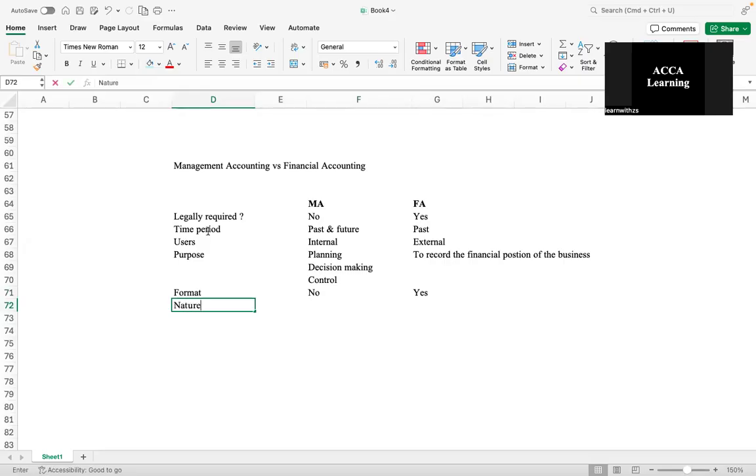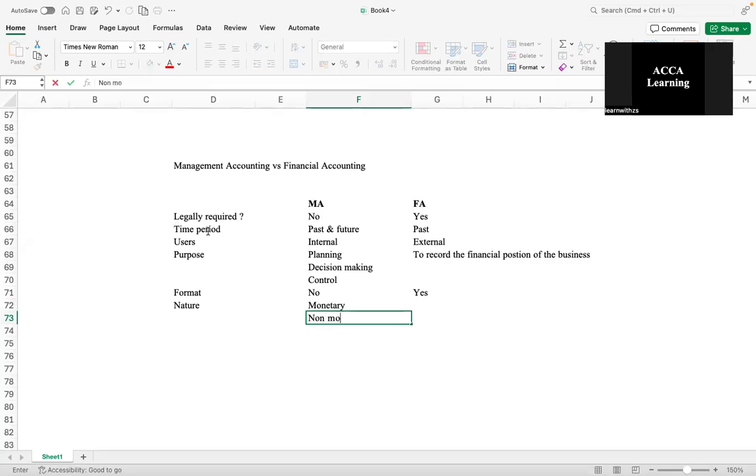And now, what is the nature of information in terms of management accounting? As you heard, I kept saying the word monetary and non-monetary. What is monetary? Monetary means something that is in money terms, and non-monetary, something which is not in money terms, which is not in financial terms. So management accounting includes information that is monetary and that is non-monetary. Whereas financial accounting deals with monetary information only.